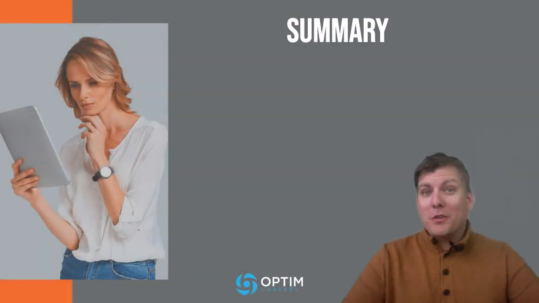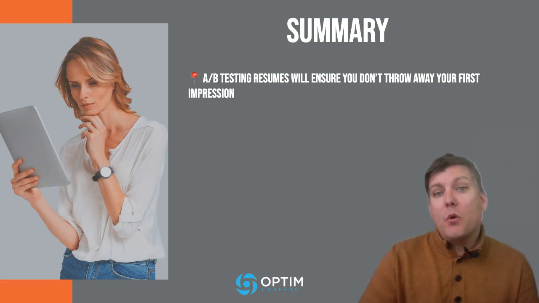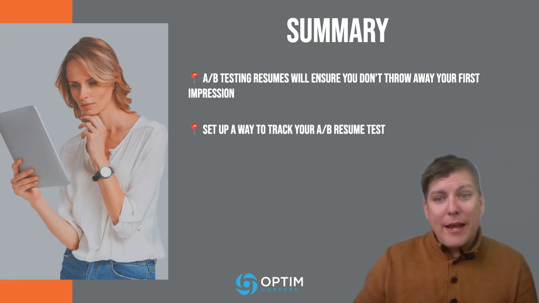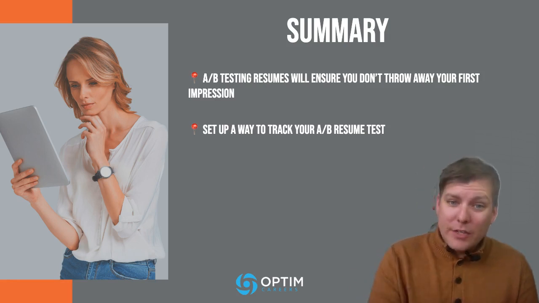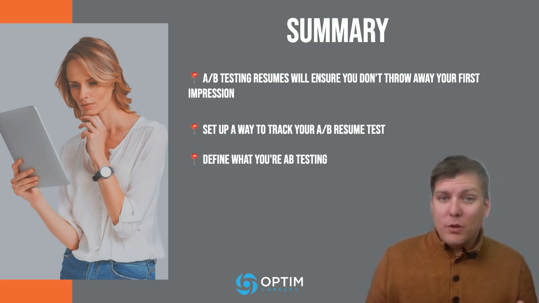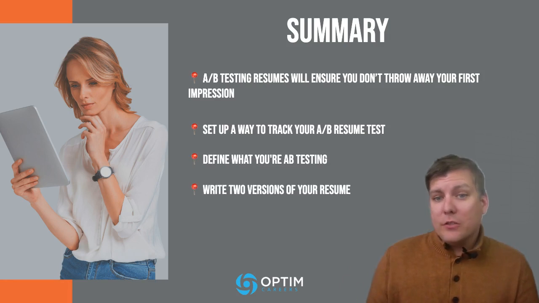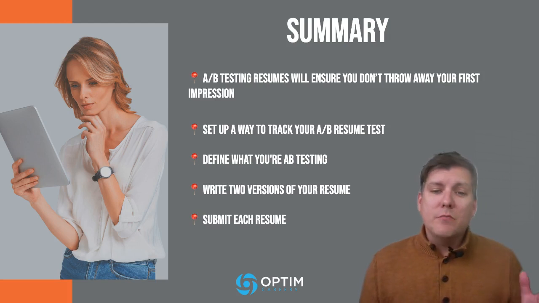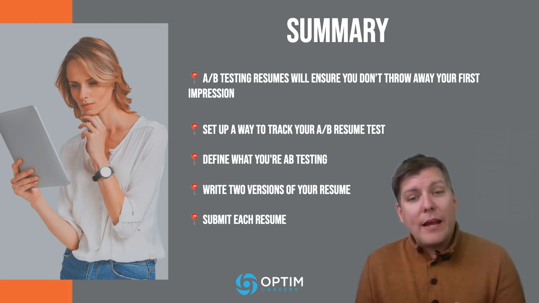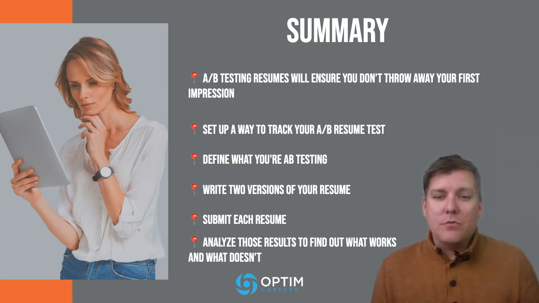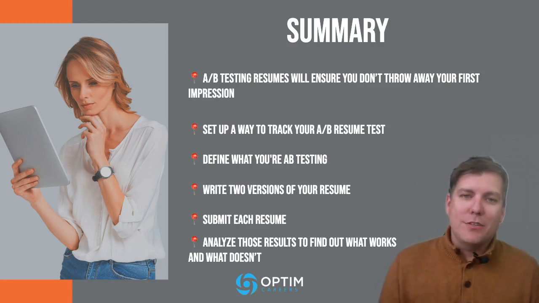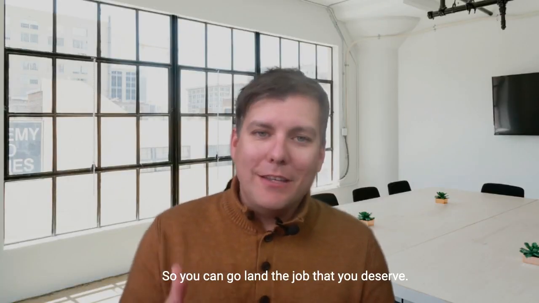So, in summary, if you want the quick and dirty, A/B testing resumes, ensure you don't throw away that first impression because that first resume you send is going to live in that ATS forever. The first step is to set up a way to track your A/B resume test. Then you're going to define what you're A/B testing. What are we actually testing here? Next, write two versions of that resume or use an old one and a newly rewritten one and submit each resume to 10 or 20 jobs and track those results. Lastly, analyze those results and find out what works and what doesn't and make the necessary changes you need so you can go land the job that you deserve.